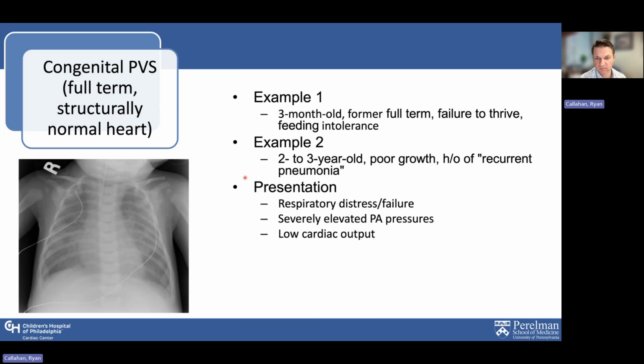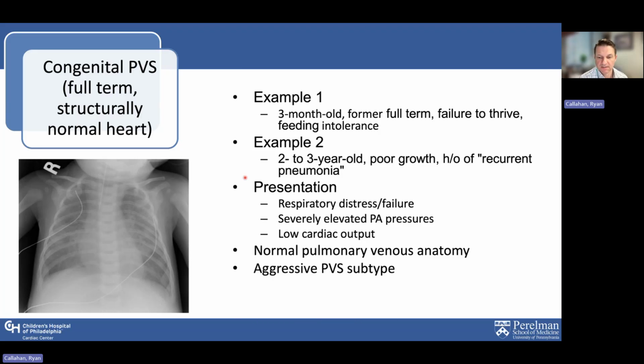And they typically present with respiratory distress and failure, really high pulmonary pressures, and sometimes heart failure. Like I said, the vein anatomy is normal, as in the connections of the veins to the heart are normal, but they develop that luminal narrowing from that wall thickening. It's very aggressive, and this can occur in siblings. So we only see about a case every 1 to 2 years at a busy institution. So this is pretty rare.